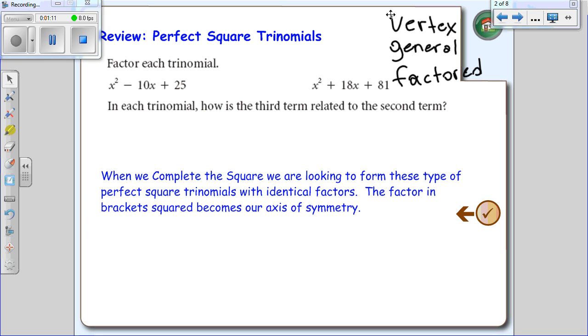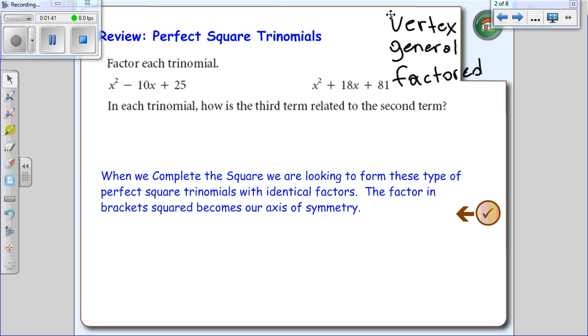Excellent. What's the use of general form? It shows, not your x-intercept, it shows you your y-intercept. It's your c value. But other than that, general form just looks neat, like it looks nice and clean. That's the only real benefit of it. What's factored form good for? X-intercepts.